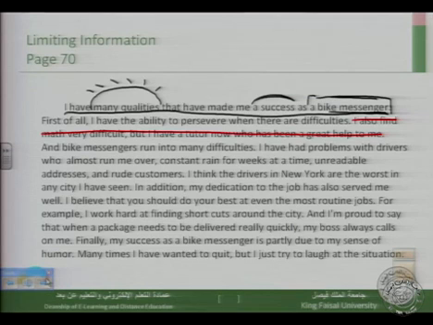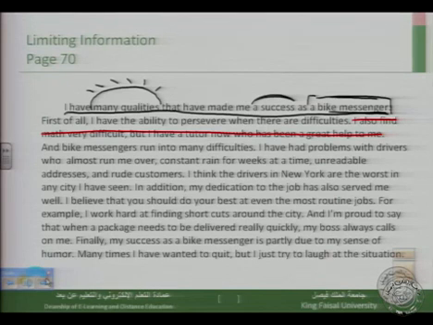Let's continue. I have had problems with drivers who almost ran me over, constant rain for weeks at a time, unreadable addresses, and rude customers. So here he also explains what the difficulties are that he faced and overcame.